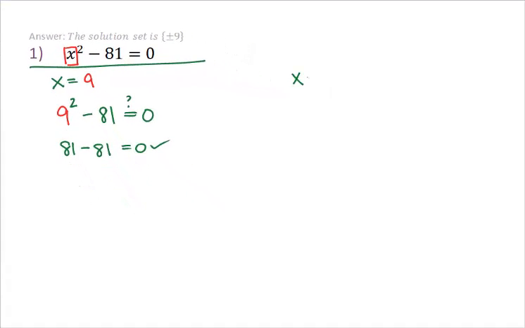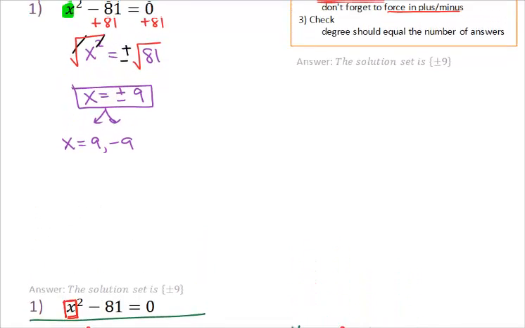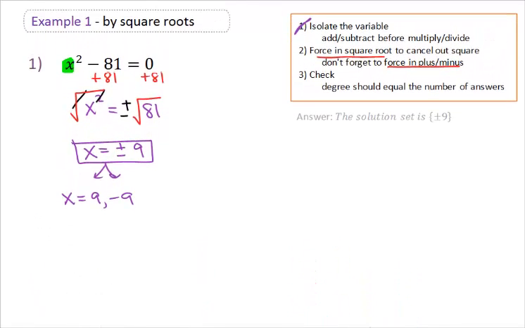Let's check my other solution of x is equal to negative 9. And again, I do that by going back to my original equation and plugging in that negative 9 for any place I see x. So we have negative 9 all squared minus 81, and again we're trying to confirm that this is equal to 0. Well, negative 9 times negative 9 gives me a positive 81, and a positive 81 minus 81 of course gives me 0. So my second solution checks as well. So if I go back up here, that tells me that I do have the correct solution.